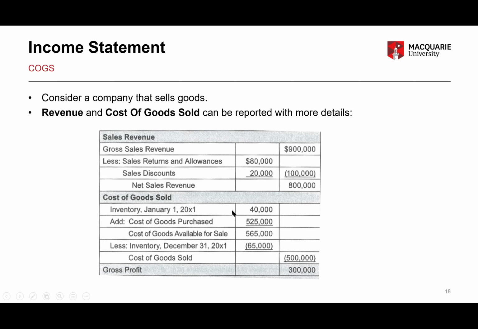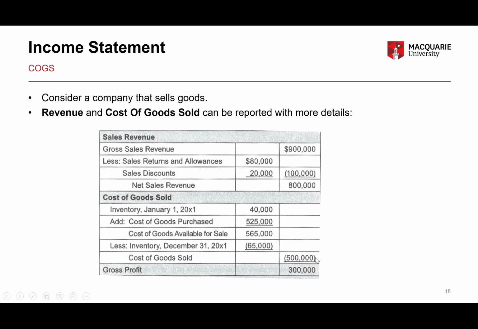So for this business, they would have counted their stock at the start and they found there was $40,000 worth. Then they would add the cost of the goods that they've purchased throughout the year from their suppliers, and that gives us the cost of goods available for sale. Then they count the inventory again at the end and they find they have $65,000 worth of inventory. So if we subtract that from the goods available for sale, then that gives us what we must have sold.